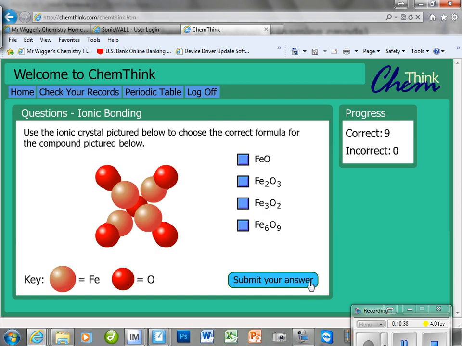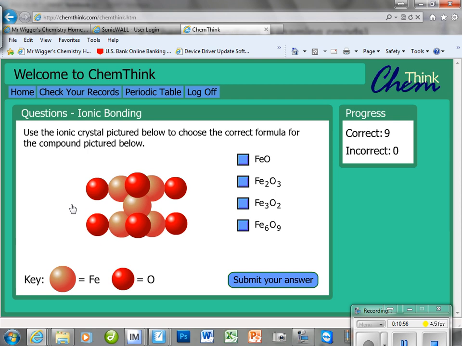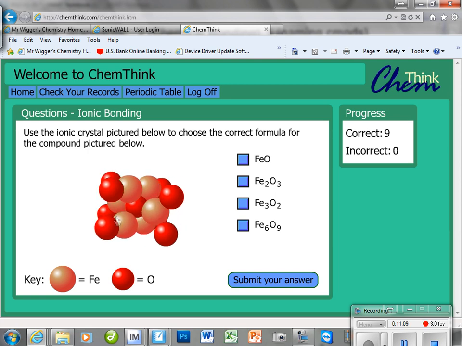So here we go. Next one is: use the ionic crystal pictured below to choose the correct formula for the compound pictured. Okay, so again, we want to hold on the screen and move our finger around to rotate this molecule. So I see an iron in front and in back. I see an iron front and back, and then I see 4 more irons.